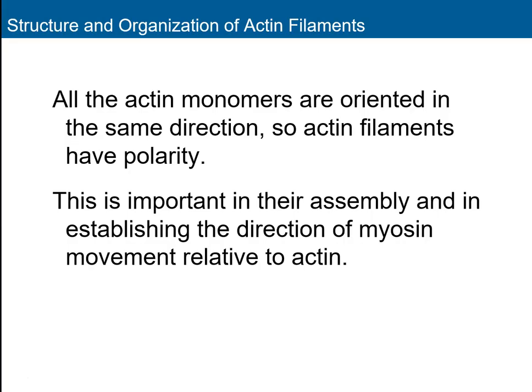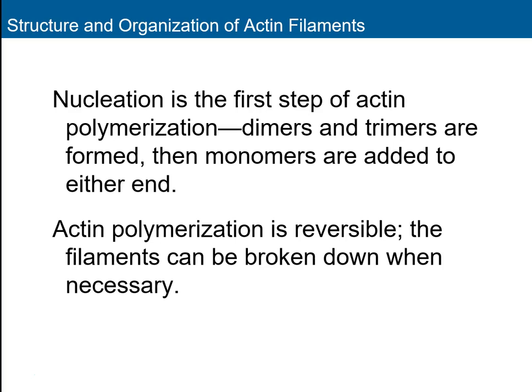Okay, so I just showed you that if you looked at that actin filament, there was a pointed end and a barbed end, right? So that means it has polarity, meaning the two ends are different, okay? And that's what this is telling you here. It says it's important in their assembly, and also in establishing the direction of myosin movement relative to actin. And myosin and actin interacting with each other is super important in muscle contraction, okay? And we'll talk about that.